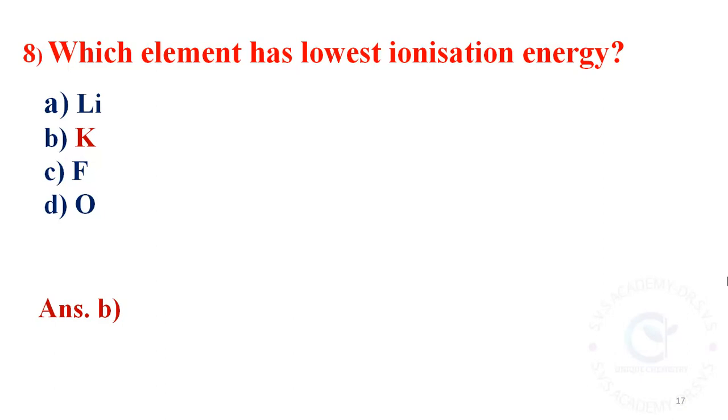So option B is the correct option, because fluorine and oxygen are placed on the right-hand side of the periodic table, so they are more electronegative and their effective nuclear charges are greater, so they have higher ionization energy. So between lithium and potassium we have to select one. Potassium is the correct option.